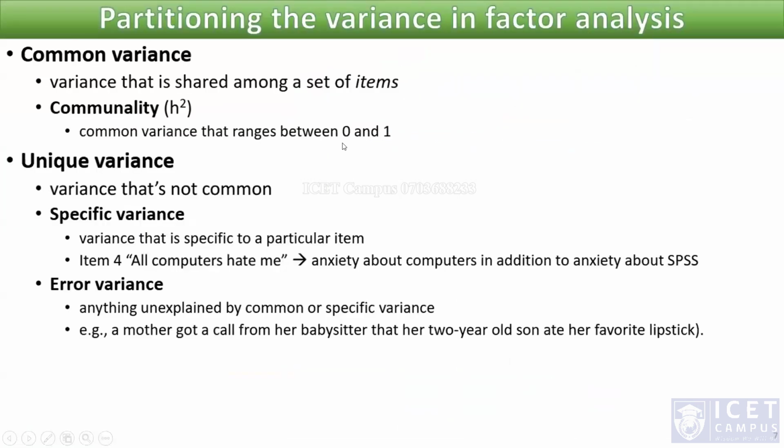Then unique variance: variance that is not common. Specific variance means variance that is specific to a particular item. For the item 'all computers hate me', it is anxiety about computers in addition to the anxiety about SPSS. So then we can take these as specific variances.